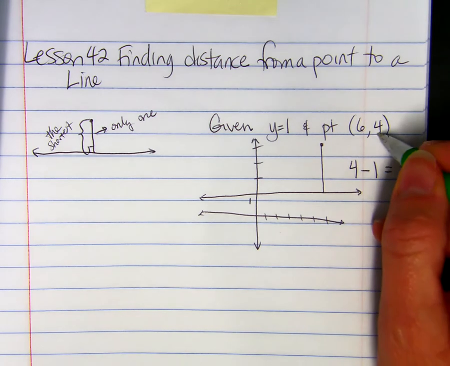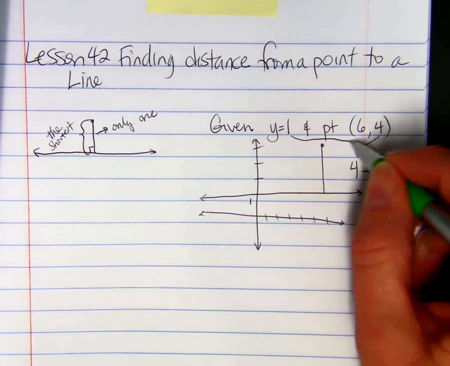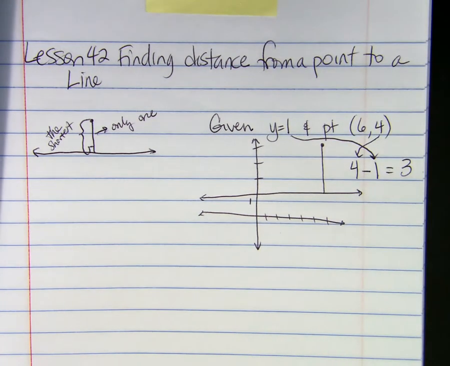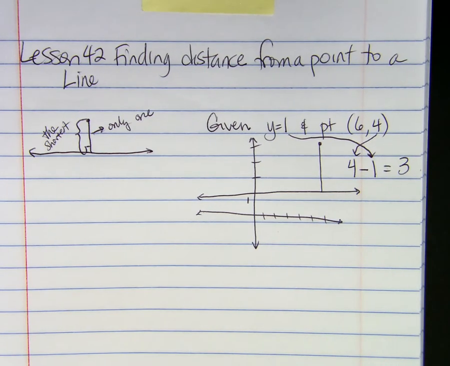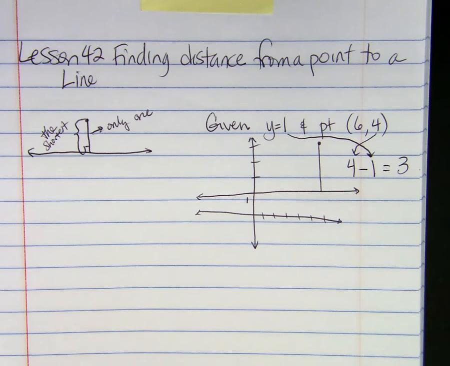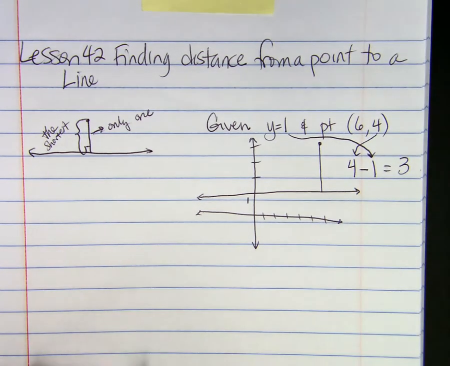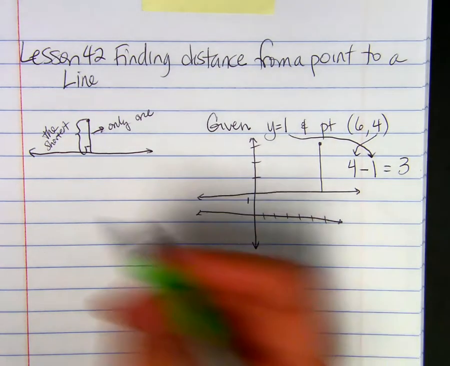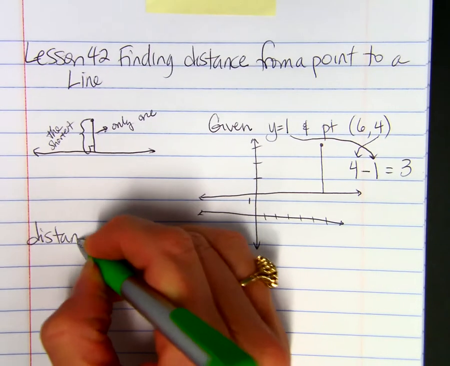So we took our 4 from there, or 1 from here. That's only if y is a horizontal line. If you have x equals, then you would take the x value from your point and subtract what the line is. Or you could draw it and figure it out from there.